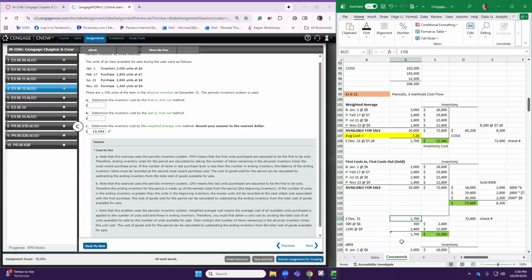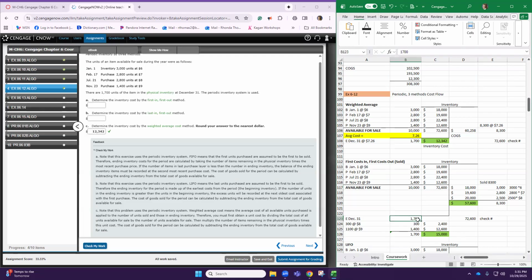If we have 1,700 left, what is the 1,700 made up of? Well, if this is first in, first out, then the 3,000 units at a cost of $6 have all been sold. The 2,800 of the next cost of $7 are all sold. And then 2,500 of this layer at the $8 cost are sold. I went ahead and calculated how much each of those are. So this is the amount that was sold, right? They didn't ask you to solve for that, but they will on the next one.